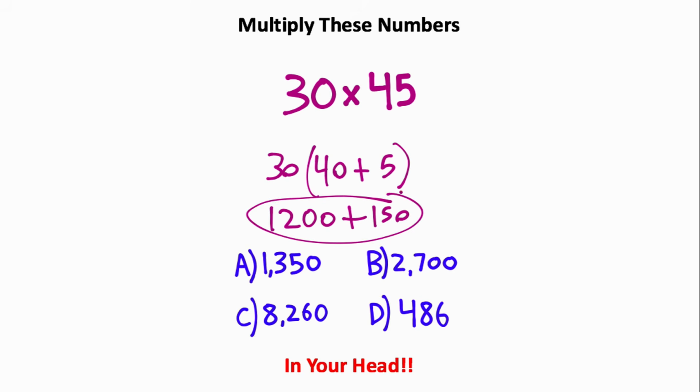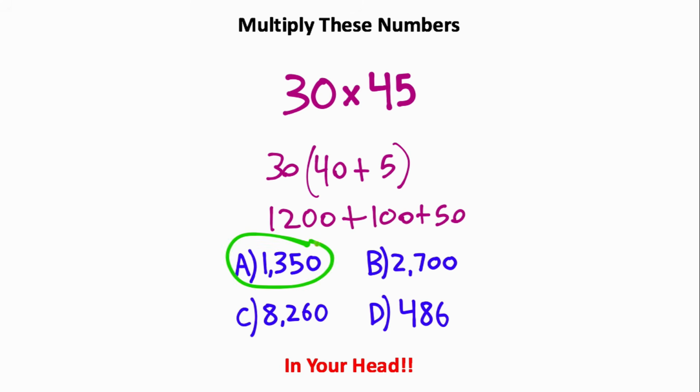Now to add 1200 and 150, well, we can actually split this into two more numbers. This can be 100 plus 50, so we have 1200 plus 100 plus 50, which is really simple to do in our heads. That's just going to be 1350. This is actually one of the most common strategies that I see.